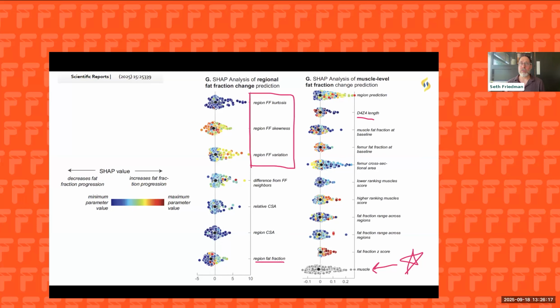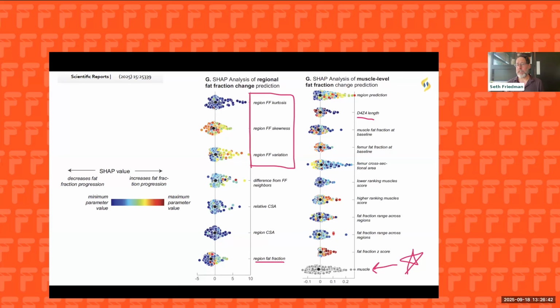When we look at the regional model, the model where all the muscles are cut up into pieces, what we see is that the pattern of fat makes a big difference in prediction. So that's one thing I want to emphasize: having a smaller chunk and knowing the pattern is very predictive of how the patient is going to change over time.